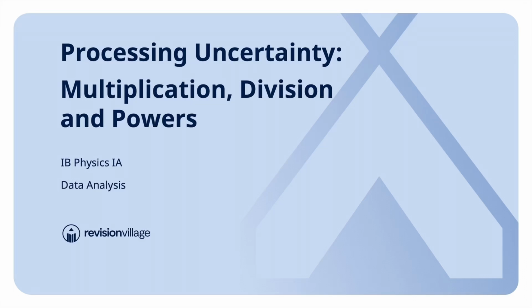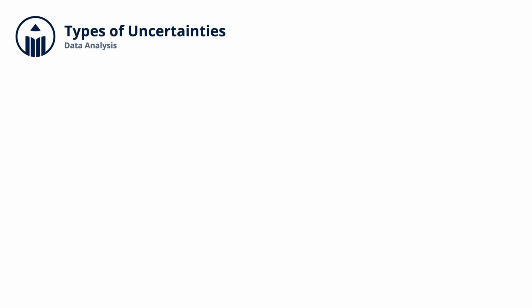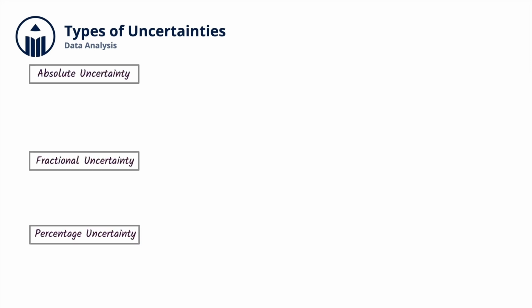This video will focus on processing uncertainties when values are multiplied, divided, or raised to a power. We first need to consider the three different types of uncertainties: absolute, fractional, and percentage. The absolute uncertainty on a measurement is the range in which the measurement is uncertain. For example, this is a measurement for a resistance R with an absolute uncertainty of 0.1 ohms.